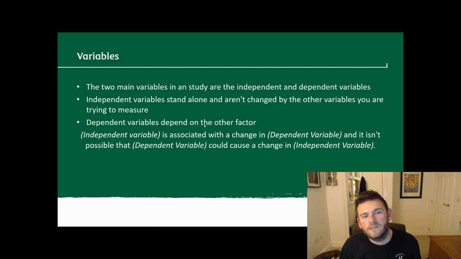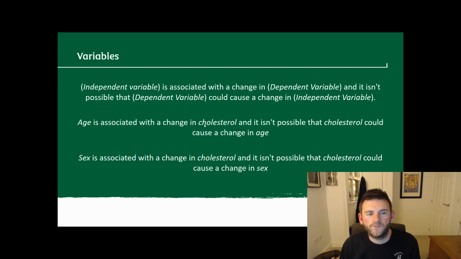Sometimes we might call the independent variables predictors, and the dependent variables outcomes. It's important to be aware of what these terms are, because if you come across them, you'll know what we're looking at. So what we would typically say when describing these variables is that the independent variable is associated with a change in the dependent variable, but it isn't possible that the dependent variable could cause a change in an independent variable. Now let's look at what we mean by that in more detail.